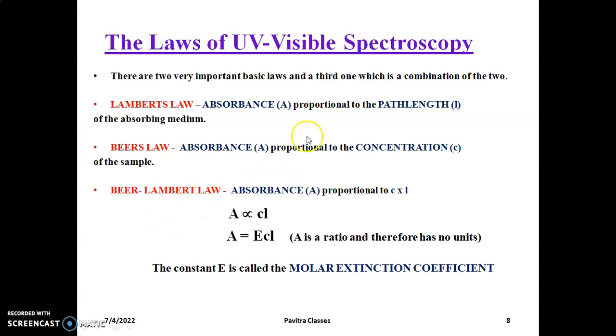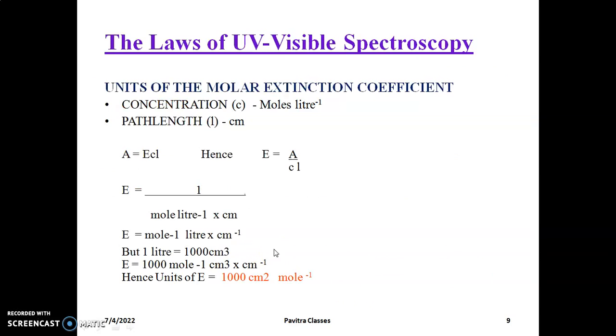Taking this in the equation, A, absorbance, is equal to epsilon, the constant molar extinction coefficient, times C, concentration, times l, the path length. A is a ratio, so it has no units. Epsilon is called the molar extinction coefficient, and it can be taken as 1 per mole liter per centimeter. Generally, E is taken as 1% in a 1 centimeter path.